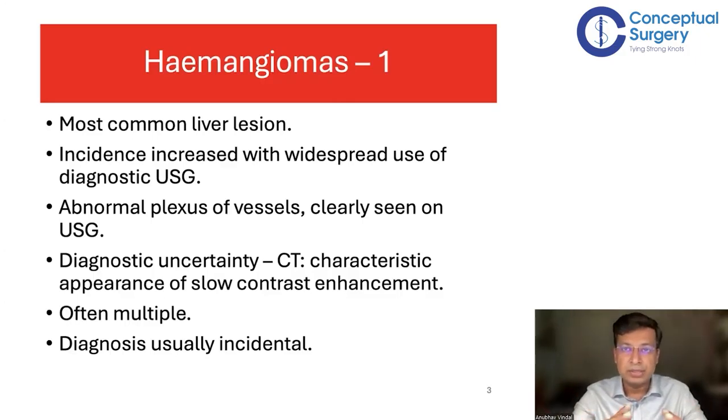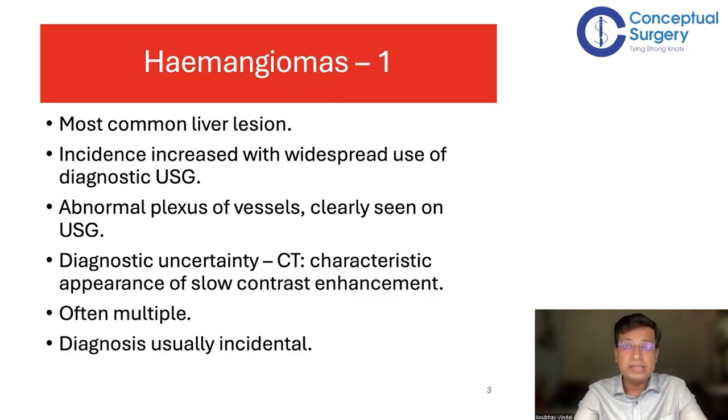Whereas the liver, which is solid, gives a grayish hue. The hemangioma, which has blood-filled spaces within it, and because the blood is fluid, will give a darker hue. So therefore, it is very clearly seen because of this contrast from the surrounding liver on an ultrasound. However, if there is any diagnostic uncertainty on the ultrasound, then you can always take the patient for a CT scan.